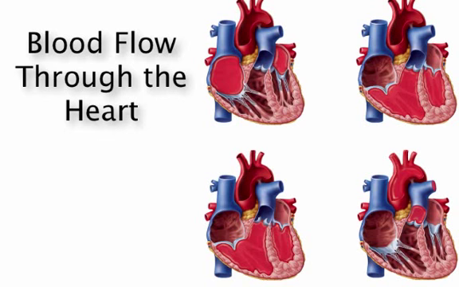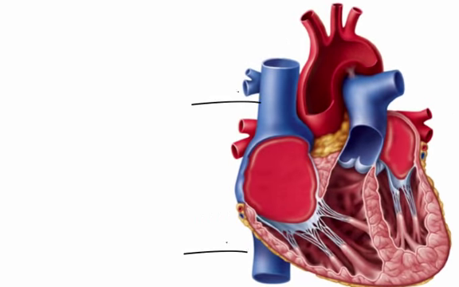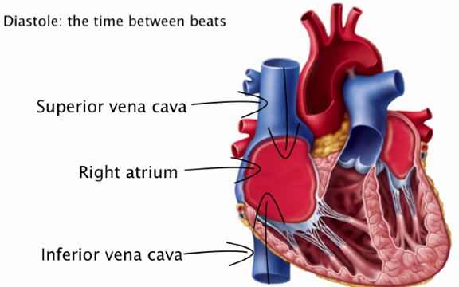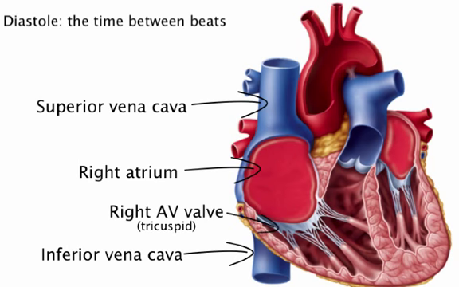Deoxygenated blood arrives at the heart from the body's systemic circulation via the superior and inferior vena cava. The first heart structure the blood enters is the right atrium. The right atrium passively fills with blood during diastole, which is in between beats. During this time, the right atrioventricular valve, also known as the tricuspid, is open and blood passively flows from the right atrium to the right ventricle.